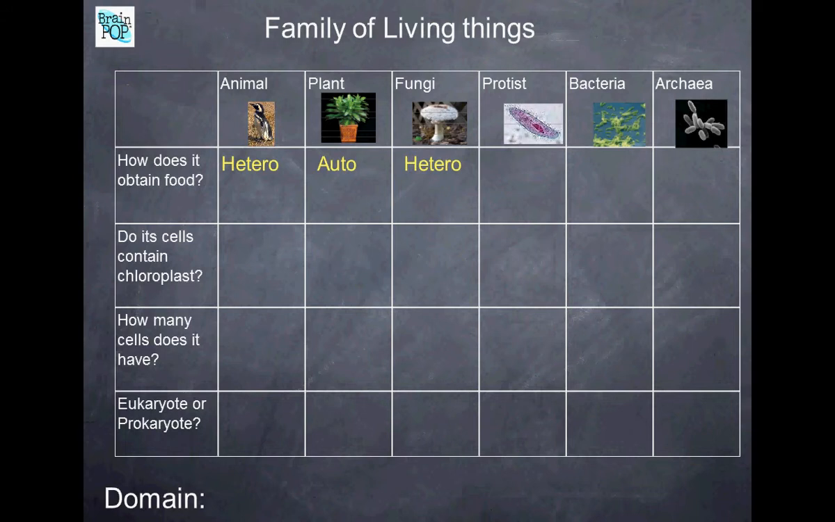How about protists, those single-celled organisms we talked about? Both? Yeah, they can be both. Some are autotrophs, some are heterotrophs, so they can be both. And the same is true of bacteria and archaea. Some of them are autotrophs, some are heterotrophs, so they can also be both.